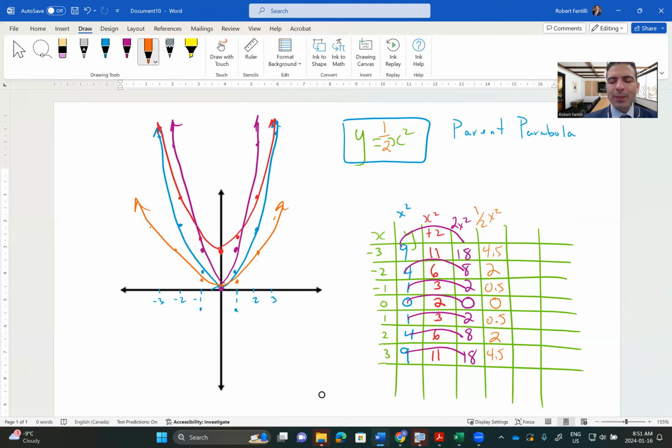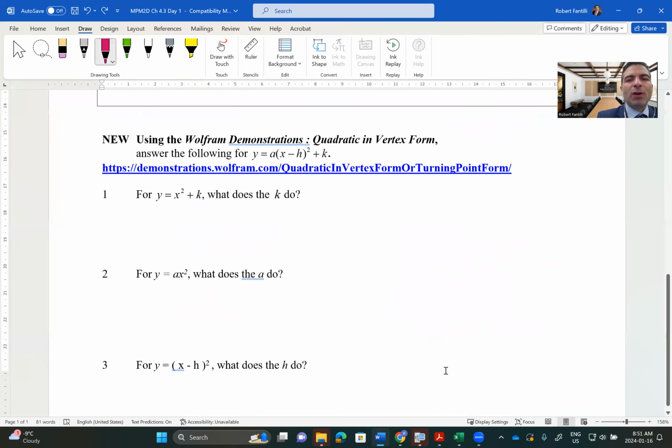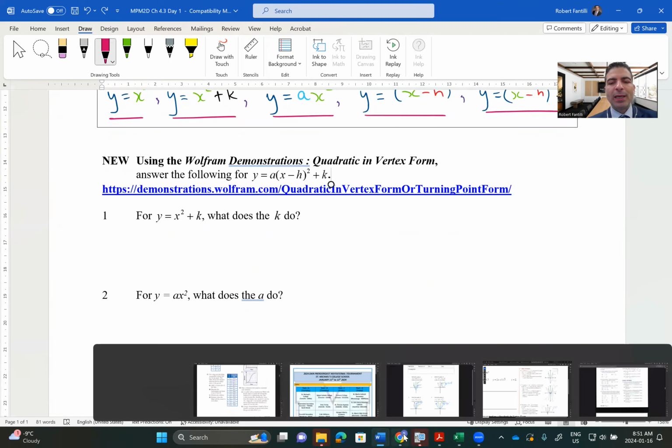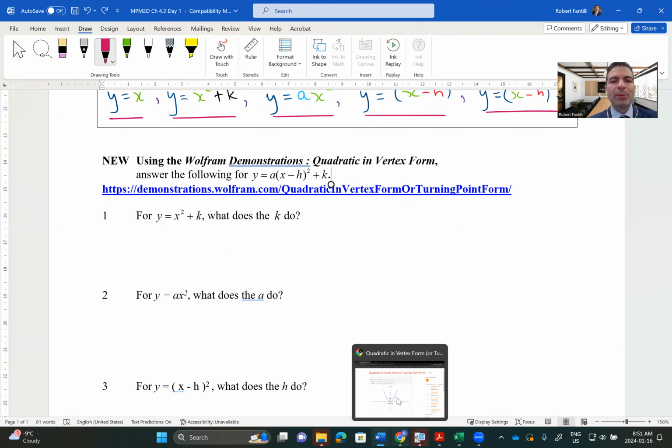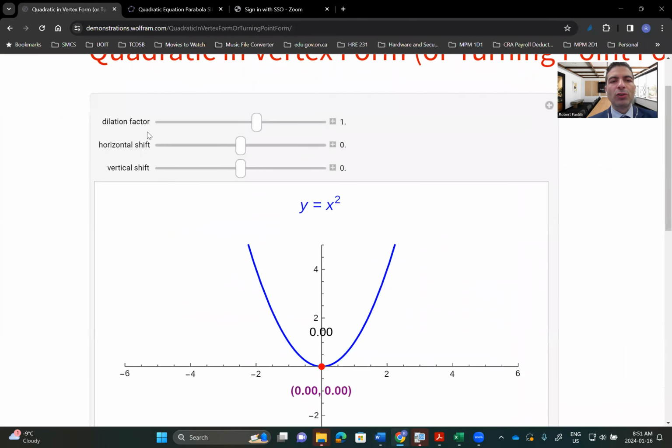Okay. Now we're going to take a look at some of our other handouts that I have for you. On one of the main handouts here, I've got a bit of a demonstration. If you like, you can click on that link, and what you will see is this demonstration to see what happens with vertical shift, horizontal shift, and dilation factor. That's the part that makes it skinny or compressed, stretch or compressed, right? But the horizontal shift moves left and right. And then take a look how it affects the parent parabola.